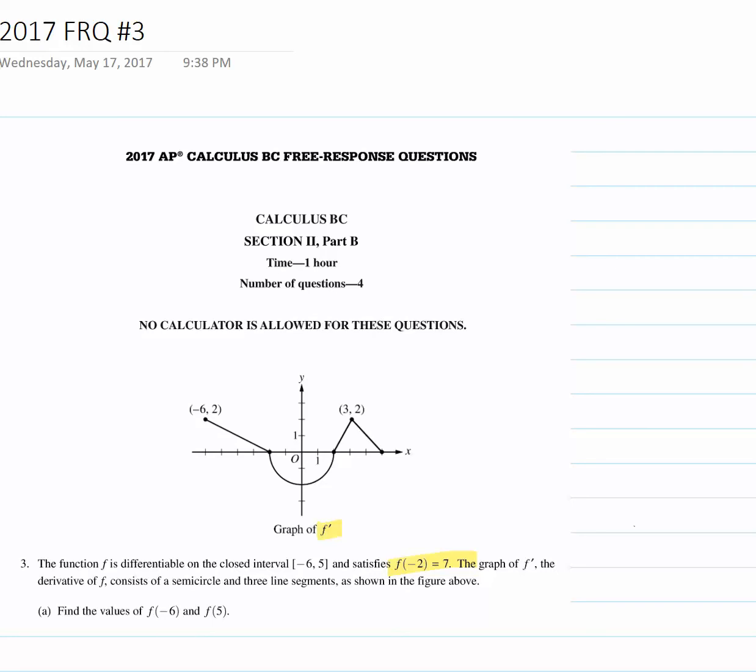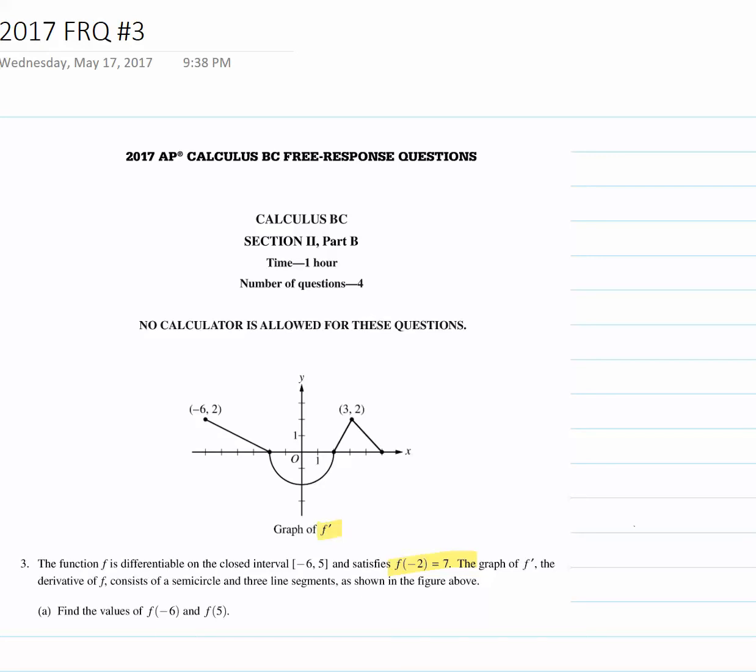I am Nancy and today we are going to talk about a question from this year's free response questions under the non-calculator section. And this question is about derivatives and antiderivatives. We're given a function f with a point, f of negative 2 equals 7, and also the graph of its derivative.